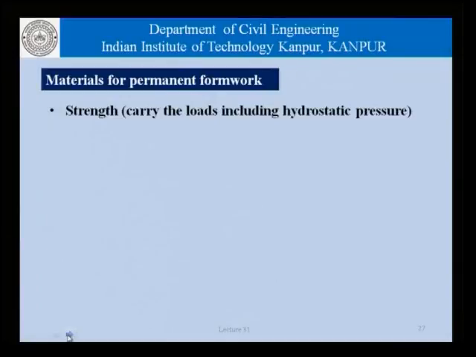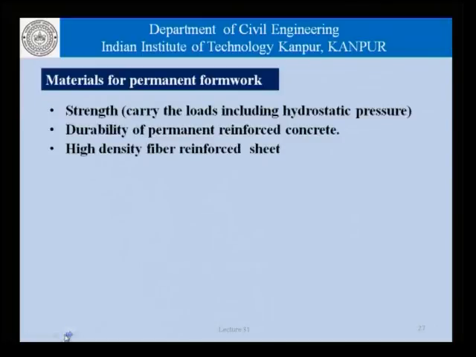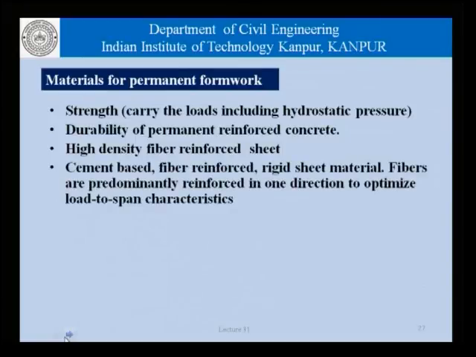to what are the kind of materials that we are looking for when we are talking in terms of permanent formwork. The materials should be such that they have sufficient strength to carry the loads, including the hydrostatic pressure of concrete that may act. They must have sufficient durability. They could therefore be made of high density fiber reinforced sheets. It could be cement based, fiber reinforced, rigid sheet. Fibers are predominantly reinforced in one direction to optimize load to span characteristics in those panels, and there should be a compatibility of the formwork panels with the concrete itself.